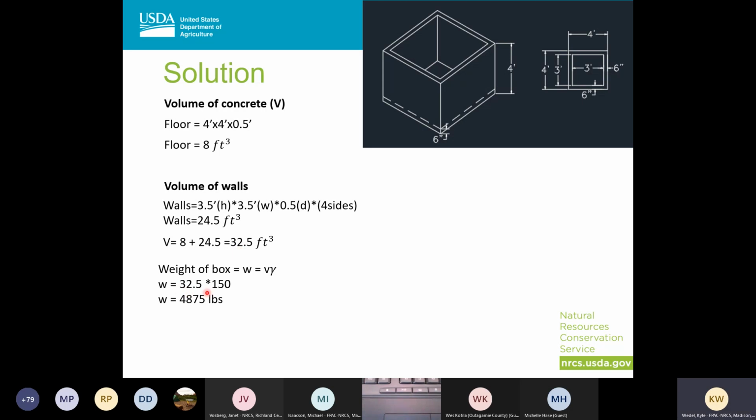And then I'm going to take my 32 and multiply that by my 150 pounds per cubic foot to come up with 4,875 pounds. So next I'm going to calculate my buoyant force.